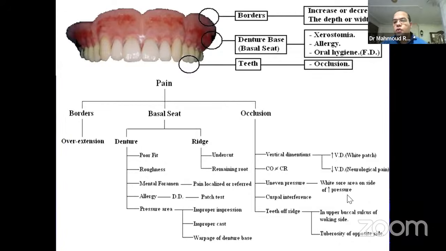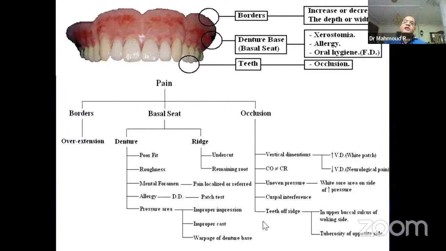Decreased vertical dimension of occlusion also causes neurological pain and pain in the muscles and the TMJ, but after some time, not immediately as with high vertical dimension of occlusion. Also, there will be problems if the centric occlusion does not coincide with the centric relation. Also, uneven pressure. A white sore area on the side we find on the mucosa is due to pressure. Cuspal interference also is a main complaint.